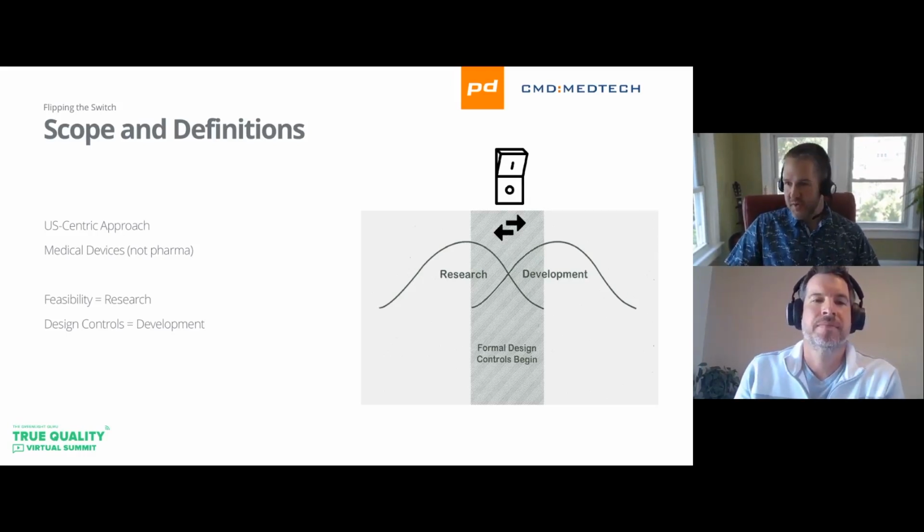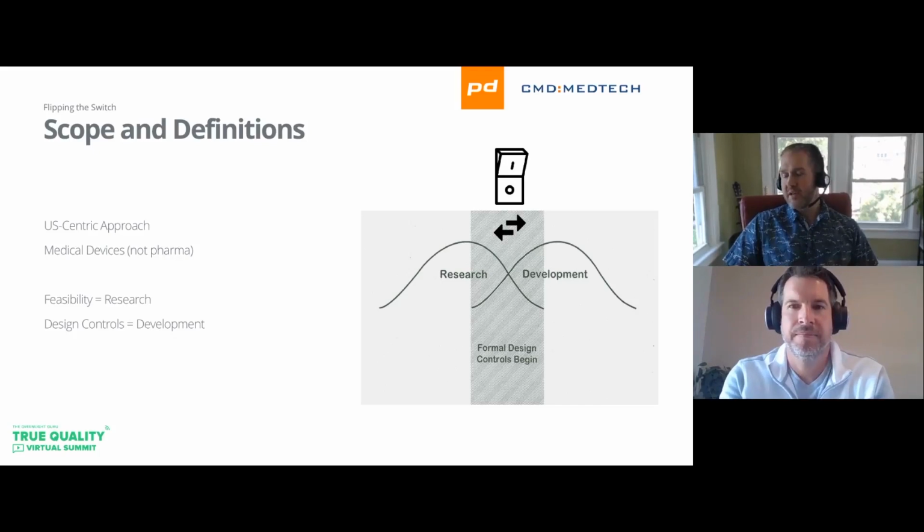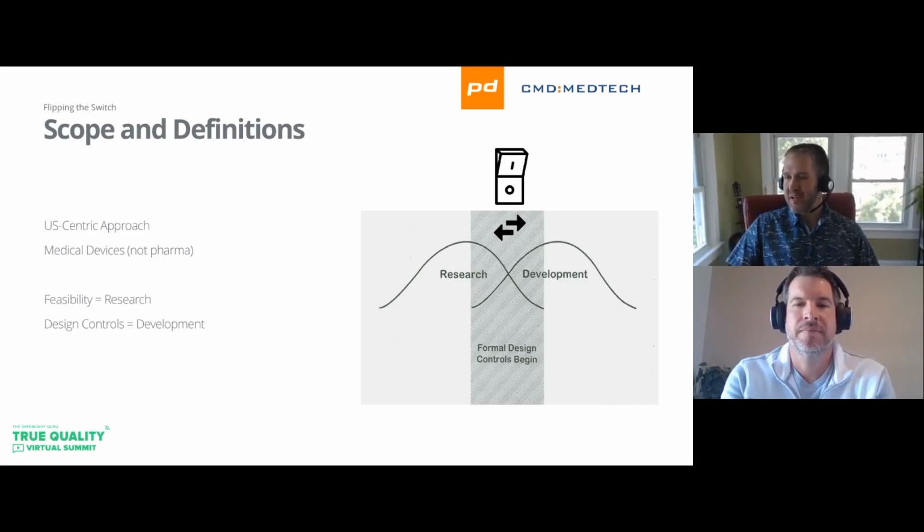Our discussion also focuses on medical devices, so we're not really talking about pharmaceutical development. But I think you can apply a lot of these concepts to combination product development, or really anything else where a device is in the loop and you're working in a regulated environment.